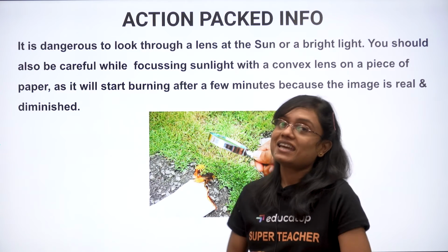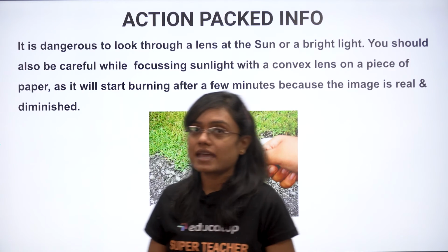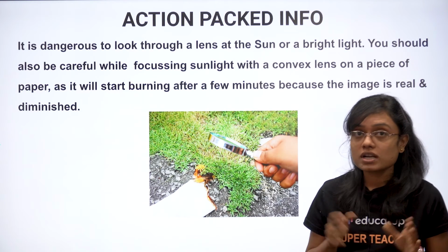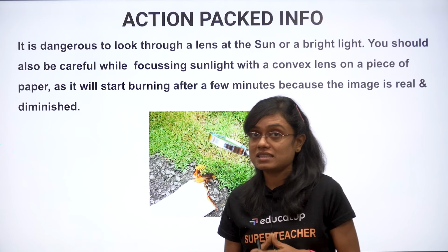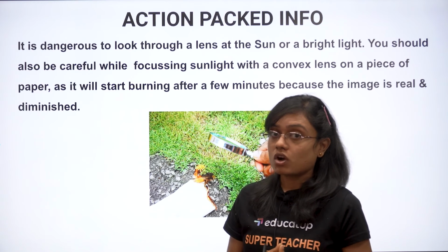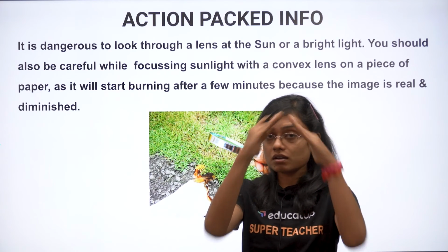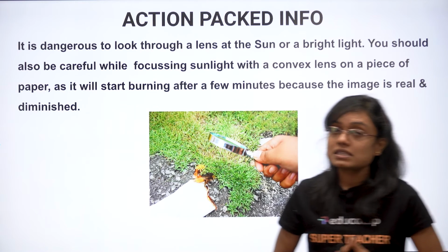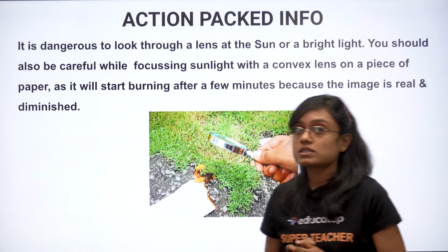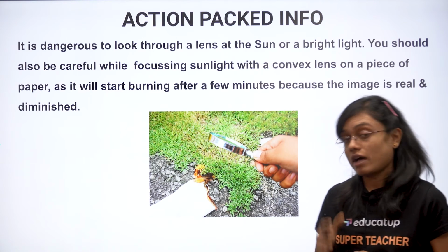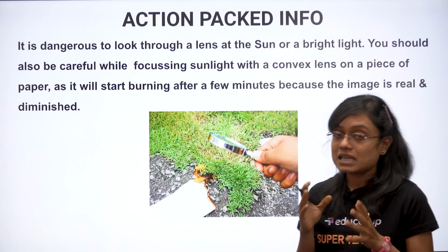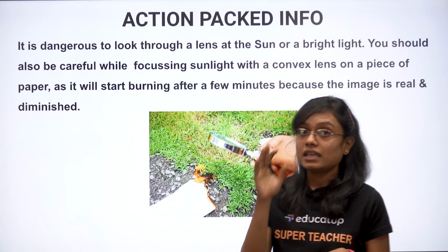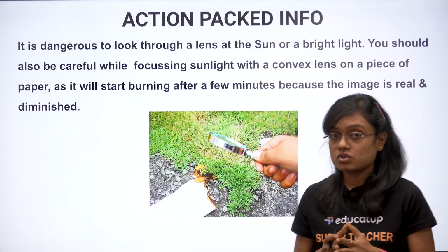Action-packed info, guys. It is dangerous to look through a lens at the sun or a bright light. You should also be careful while focusing sunlight with a convex lens on a piece of paper. Convex lens, which is narrow at the tips and broader from the center. You have to remember this. We should never look at the sun or any sparkling light through a convex lens, and should not try to focus it either.